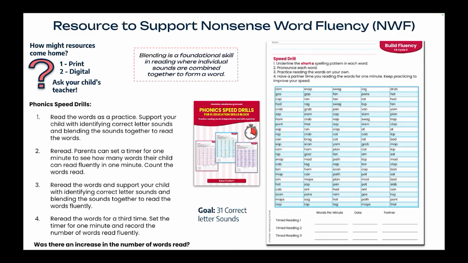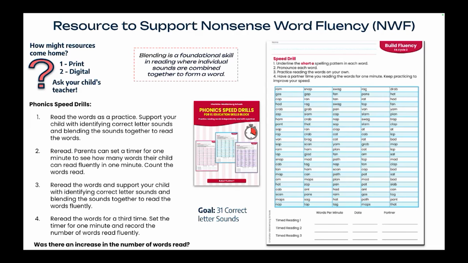The first thing that you're going to do is read the words as a practice, and you're going to support your child with identifying the correct letter sounds and then blending the sounds together to read the words. So it may sound like, let's see, if I'm looking at SNAP. When your child's reading it, we want them to be able to read snap like that. But in the beginning, as they're learning, it may sound like, s-n-a-p.